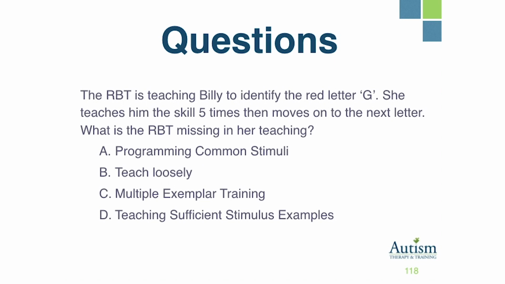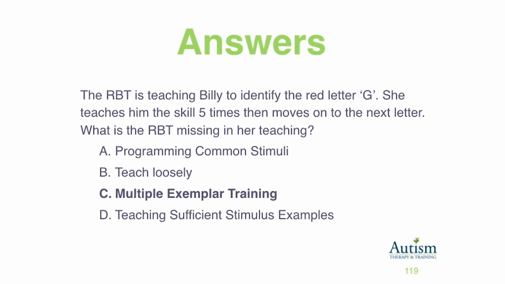The RBT is teaching Billy to identify the red letter G. She teaches him the skill 5 times and moves on to the next letter. What is the RBT missing in her teaching? A. Programming common stimuli. B. Teaching loosely. C. Multiple exemplar training. D. Teaching sufficient stimulus examples. And the correct response is C, multiple exemplar training.